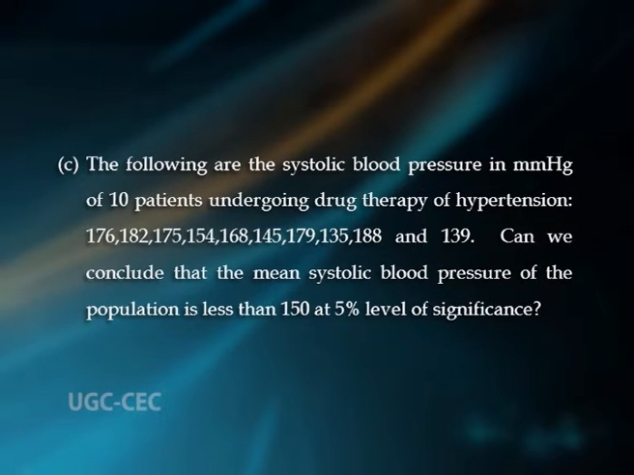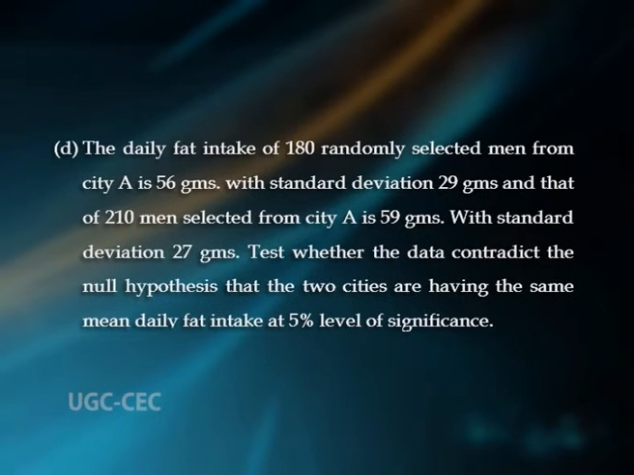The following are the systolic blood pressures in millimeter of mercury of 10 patients undergoing drug therapy of hypertension: 176, 182, 175, 154, 168, 145, 179, 135, 188 and 139. Can we conclude that the mean systolic blood pressure of the population is less than 150 at 5% level of significance?